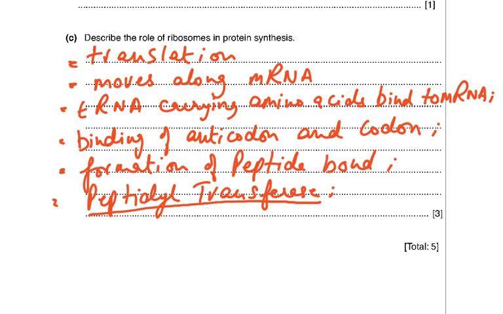Describe the role of ribosomes in protein synthesis. Number 1, translation occurs there. Number 2, it moves along the mRNA. Number 3, the tRNA carrying the amino acid binds to the mRNA. The binding is of the anticodon on the tRNA and the codon on the mRNA. Then a peptide bond forms between the amino acids, and the enzyme used for it is peptidyl transferase. So you give a little more detail. This is for 3 marks, so you give me a little more detail so that I can give you your 3 marks.